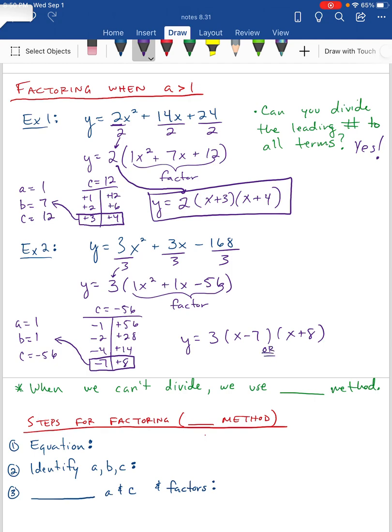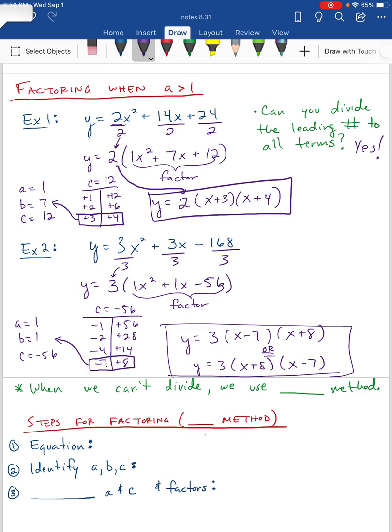Now you do have to remember that since these are all being multiplied, the order of them does not matter. You can also write y is equal to 3 times x plus 8 times x minus 7. It is the same thing. Remember, 2 times 3 is the same thing as 3 times 2. So as long as you have the correct signs and factors inside the parentheses, you are fine.